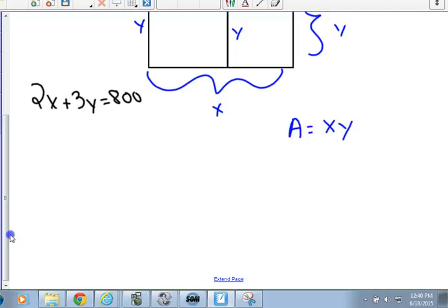Matt and Kyle did the opposite. They solved it for x instead of y. You could solve it for either one. You just have to solve it for one letter.